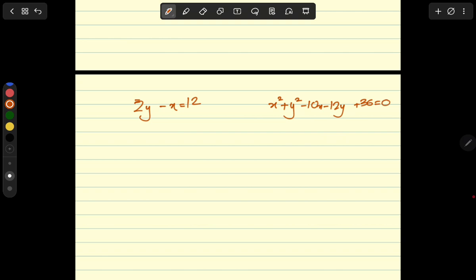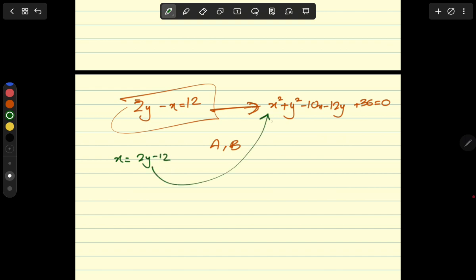Now let's say that they've given to you that this line intersects this circle at 2 points A, B. So the first question is to find the coordinates of points A and B. Now that's fairly simple. You just substitute this line into this function. So let me make x the subject. So this becomes x equals 2y minus 12. Now let me put this right here. The mistake that students make is that they don't put it right here as well, right? So make sure that you don't make that mistake.